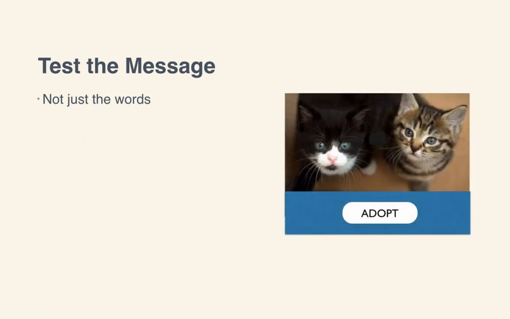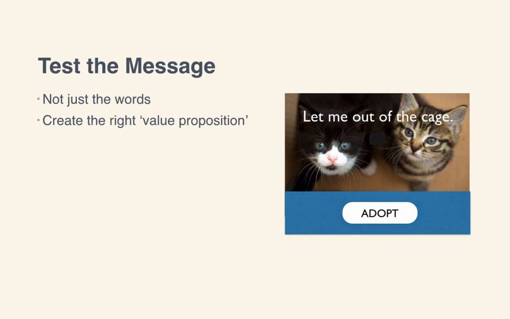So imagine this scene. We've got a couple of kittens. They need adopting. Okay, you probably don't need to do all that much work to adopt a couple of cute kittens. But you could have a couple of approaches to try out. Let me out of the cage might be one. Another might be, can I be your friend? So they're very different messages. And they've got different kind of values around them.